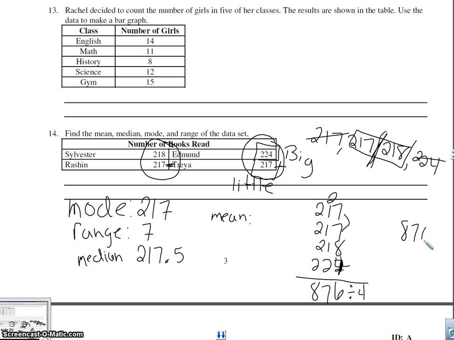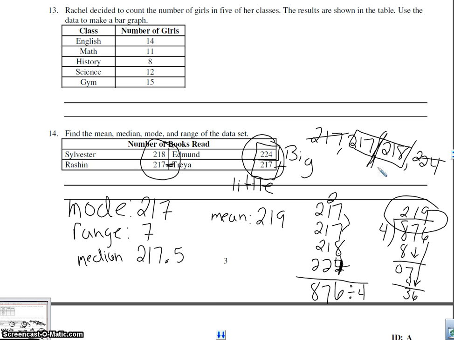So I take 876. Divide by 4. 4 will go to 8 2 times, which is 8. Bring down my 7. 4 will go into 7 1 time, which is 4. Leaves me with 3. Bring down my 6. 4 will go into 36 9 times evenly. So that's my final answer, 219. And if that number is similar to all your other numbers, then you know it's right. And 219 is very close to all the rest of the numbers. Alrighty, let's move down.